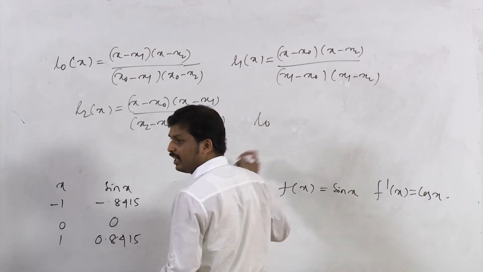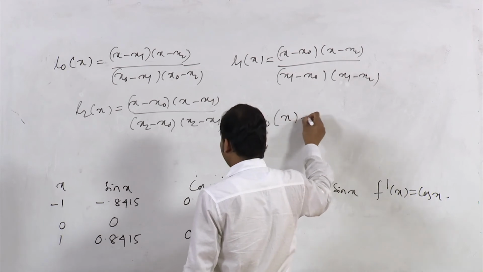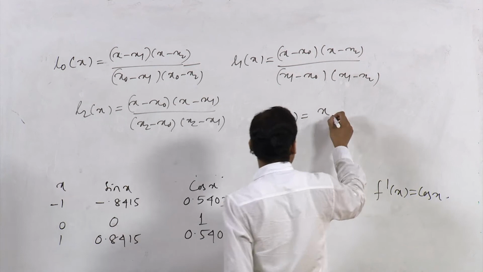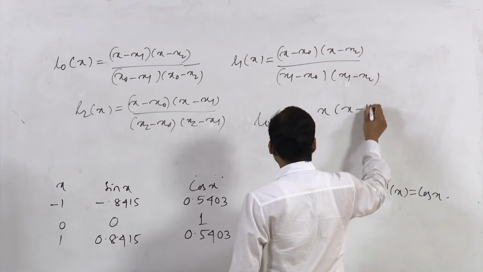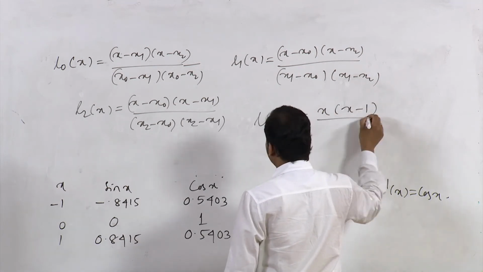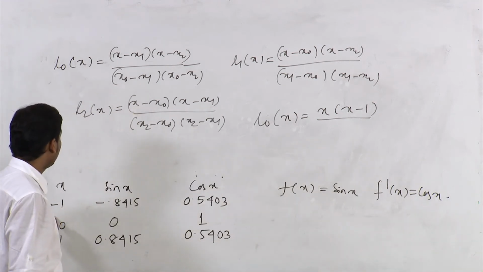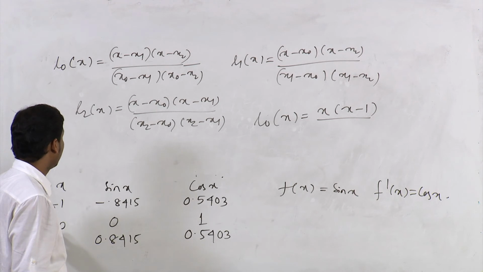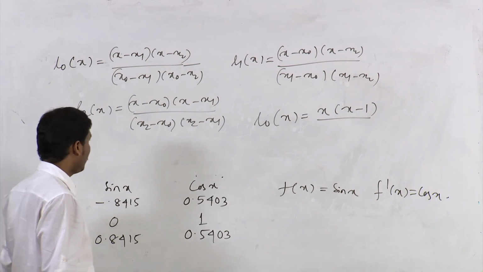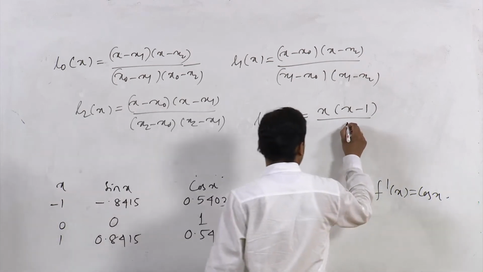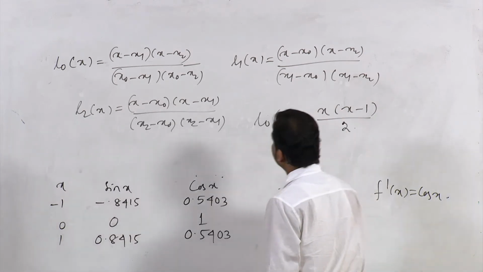So if you put these values here, L0 of x can be written as x into x minus 1 divided by, so x0 is minus 1 here, so minus 1 minus 0, then minus 1 minus 1, so minus 2 it is there, so definitely this is minus minus, so that is why it will come as 2 here.